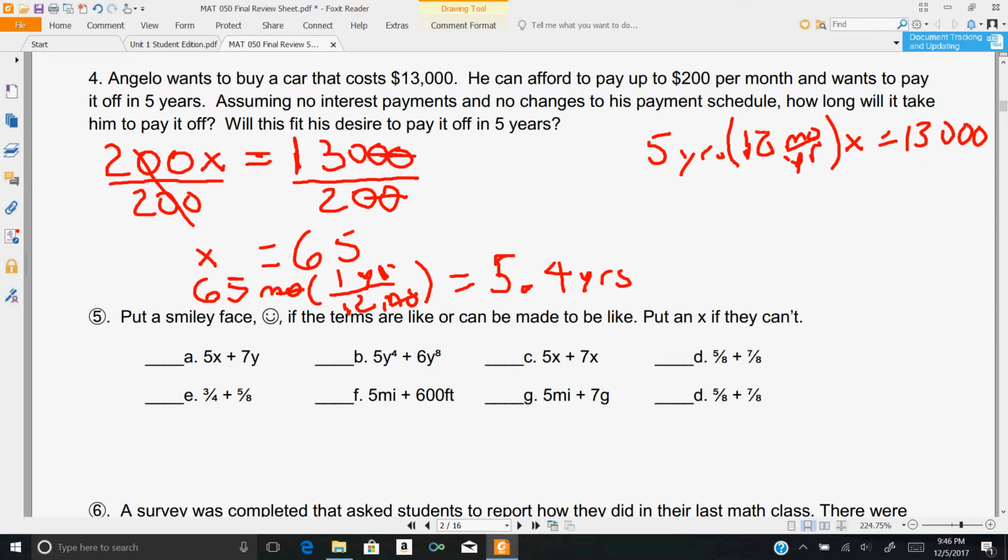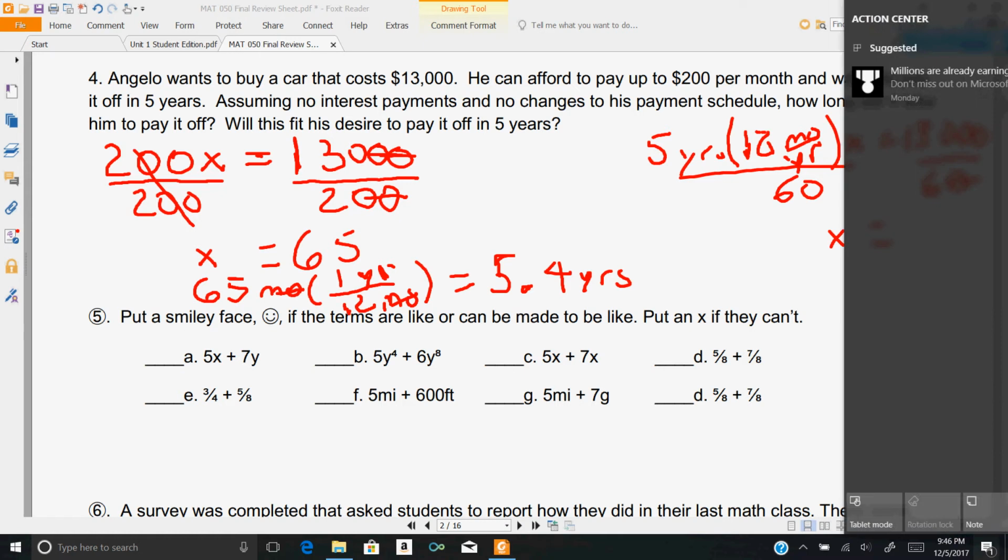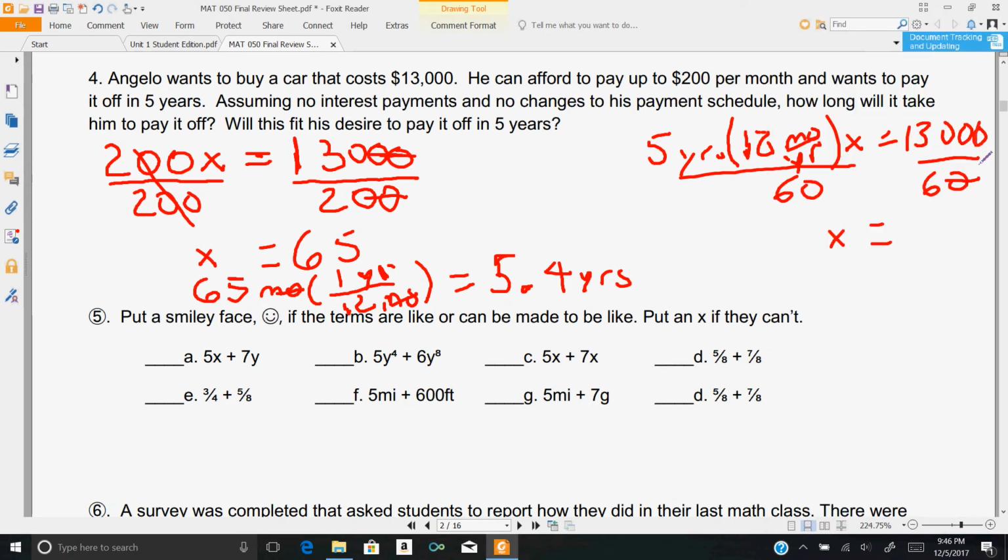So 5 years is 60 months. They divided both sides by 60. They had X equals 13,000 divided by 60, which is about 217. So that they would have to pay, or Angelo would have to pay $217 every month.